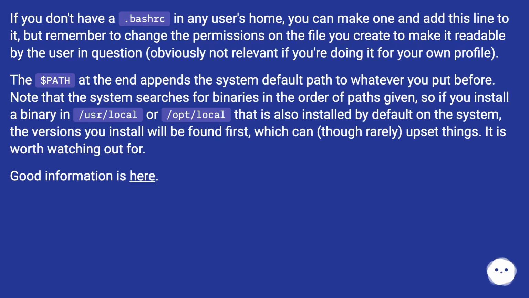Note that the system searches for binaries in the order of paths given, so if you install a binary in /usr/local or /opt/local that is also installed by default on the system, the versions you install will be found first, which can, though rarely, upset things. It is worth watching out for. Good information is here.